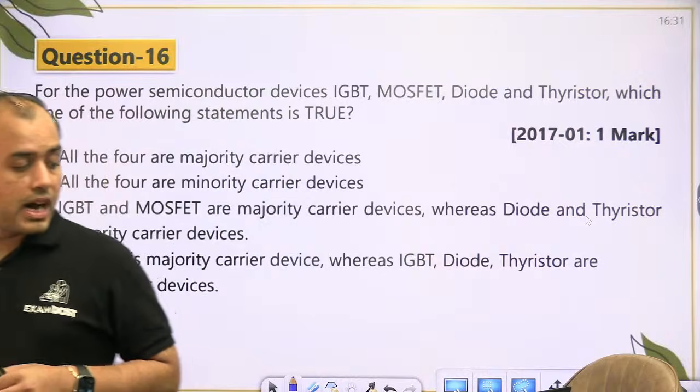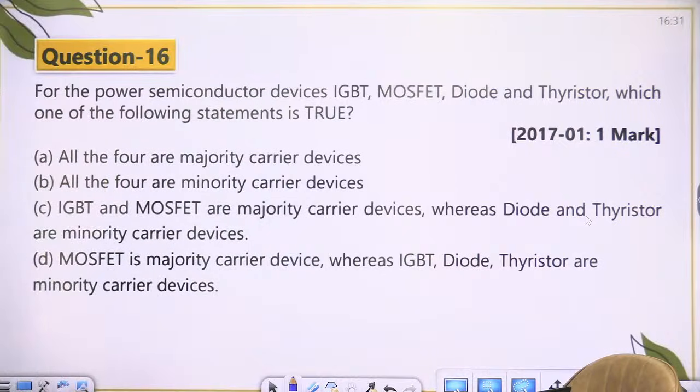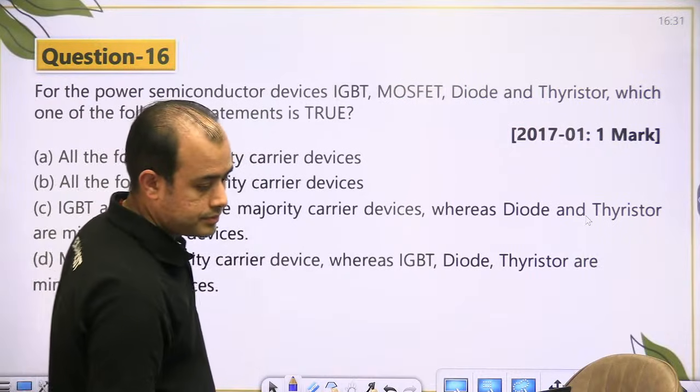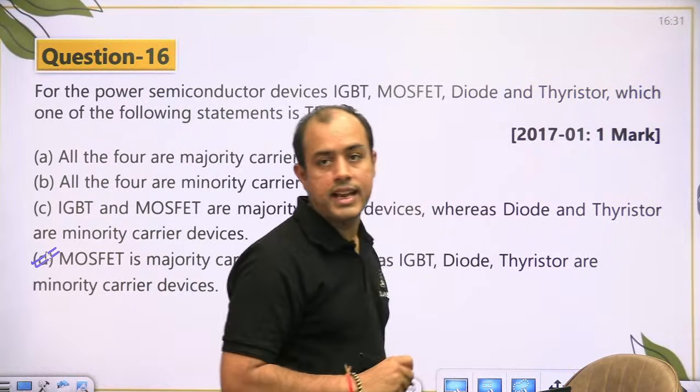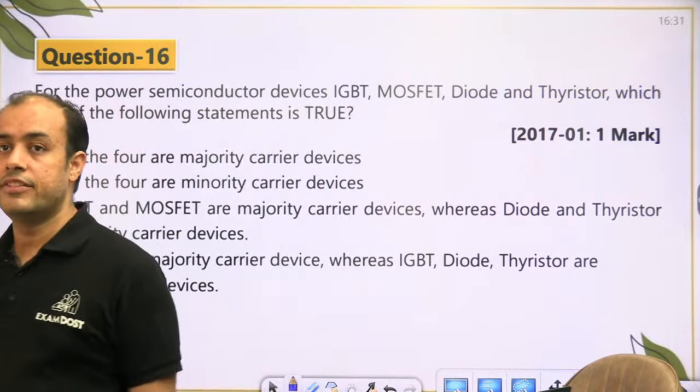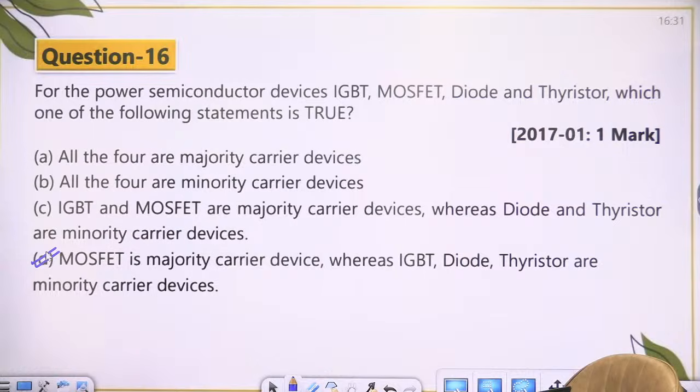चलिए. फॉर द पावर सेमीकंडक्टर डिवाइस IGBT MOSFET डायोड थायरिस्टर विच स्टेटमेंट इज ट्रू? टेल मी विच स्टेटमेंट इज करेक्ट फॉर दीज डिवाइसेस. बोलो मेरे भाई. Only MOSFET is the majority carrier device. Rest everything is minority carrier. Very good.